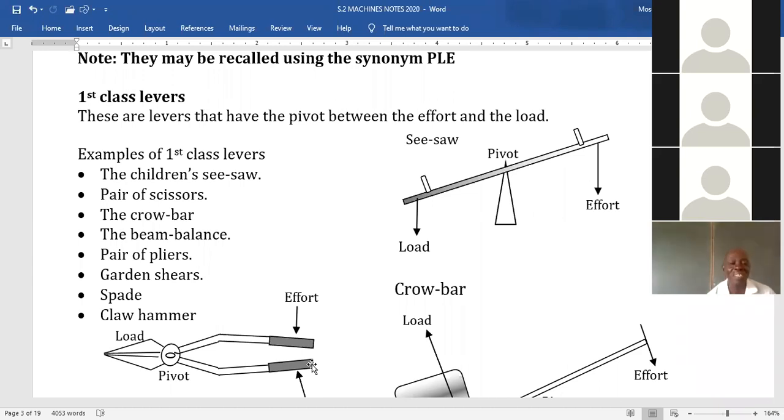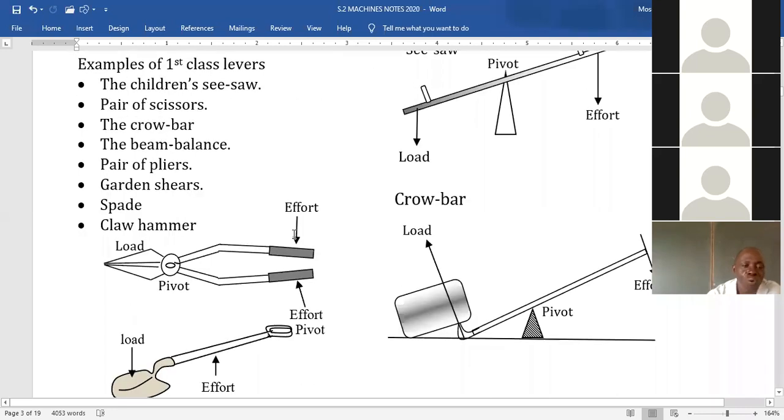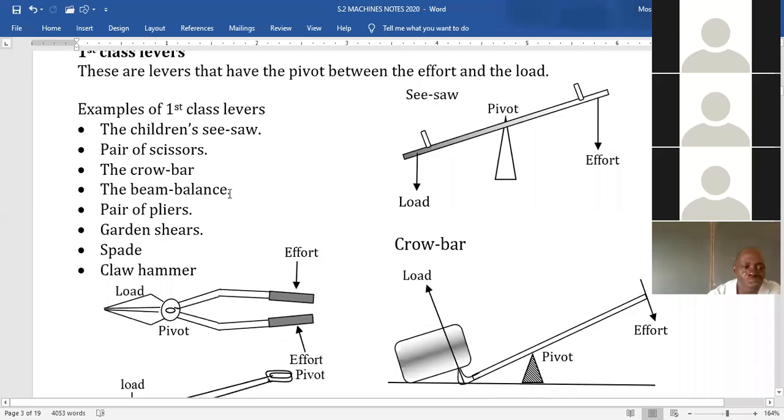Then there is the seesaw. Then we play with a lot of sand and so on and so forth. But there are so many things that you can remember from the children's garden. Most of these things are garden tools. There is the garden shears, there is the spade, there is the crowbar, etc. Is that okay? Yes, okay, teacher. What else do we do with the beam balance?